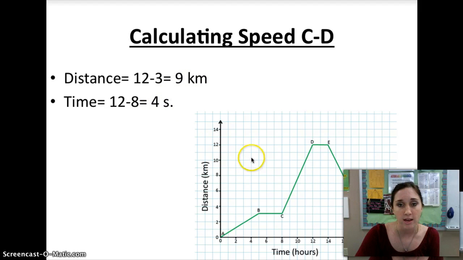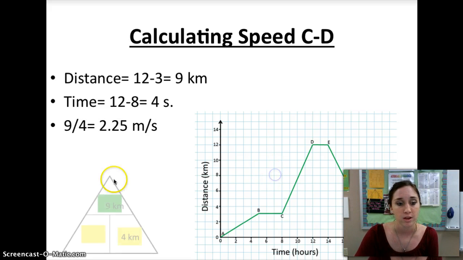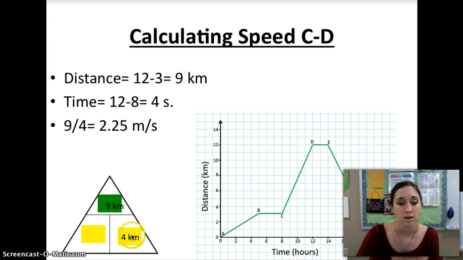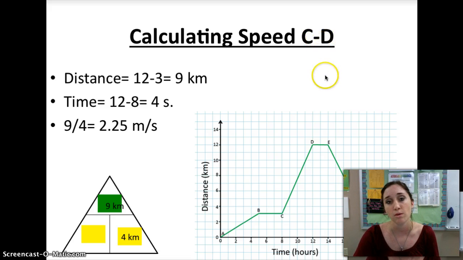Because of this information, I can now set up my triangle. It's a lot of steps that you have to do before you set up your triangle. When you set up your triangle, it should be 9 here and 4 here. Then you can divide 9 divided by 4, because there it's a green and a yellow, and it's going to be 2.25 meters per second. So there's a lot of steps whenever you see this little dash between. We're going to do one more together.